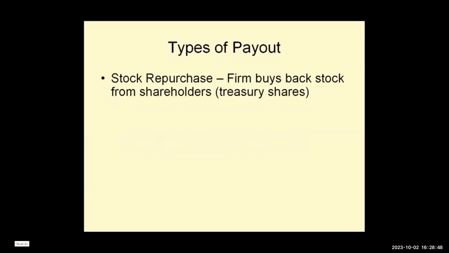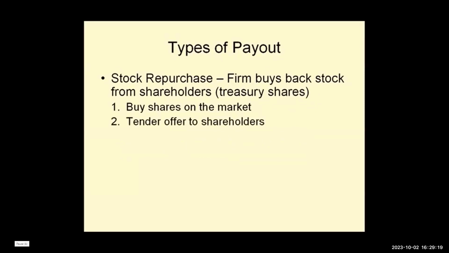A third type of payout is a stock repurchase, wherein the firm buys back stock from the shareholders. When it does so, the stock that it buys back is held in the firm's treasury, and that stock is referred to as treasury shares. There are several means by which a firm can purchase stock from its shareholders. It can buy shares of stock on the market, on the secondary stock market. It can have a tender offer to its shareholders to buy stock at a particular price.